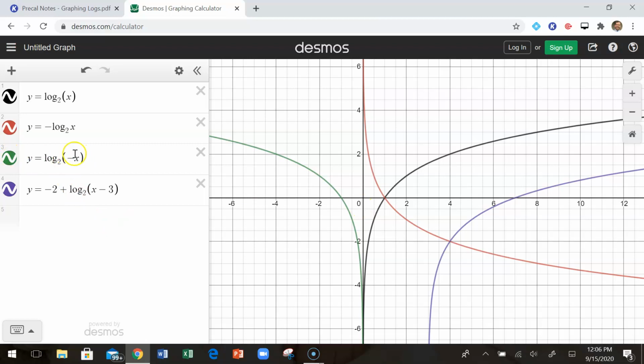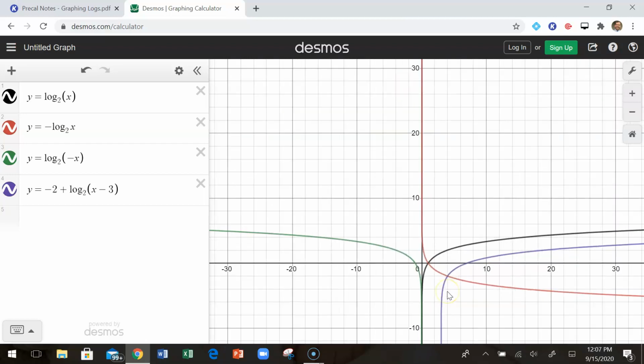On the green function, that was the reflection about the y-axis. Again, check the black graph and the green one. They are reflections about the y-axis. The vertical asymptote for the green one is still x equals 0. It's just that our graph is on the other side of that now. And then the purple one is the one where we took right 3 and down 2. If I take every point on this black graph and I go right 3 and down 2, I will end up on that purple graph, and I will get that entire graph.